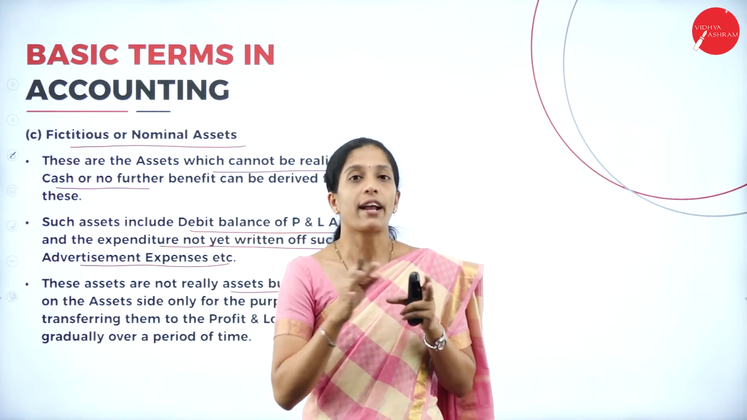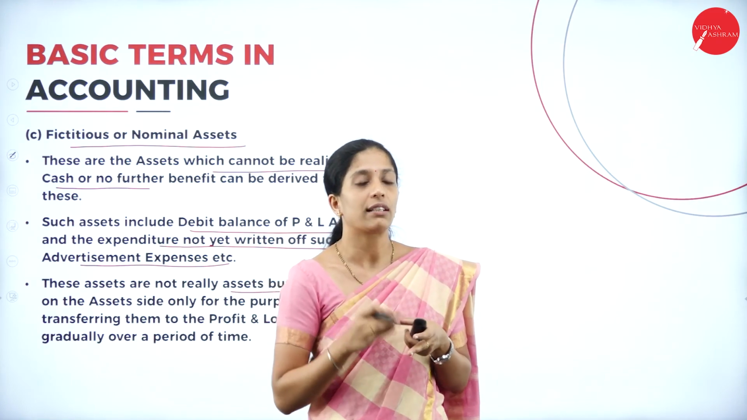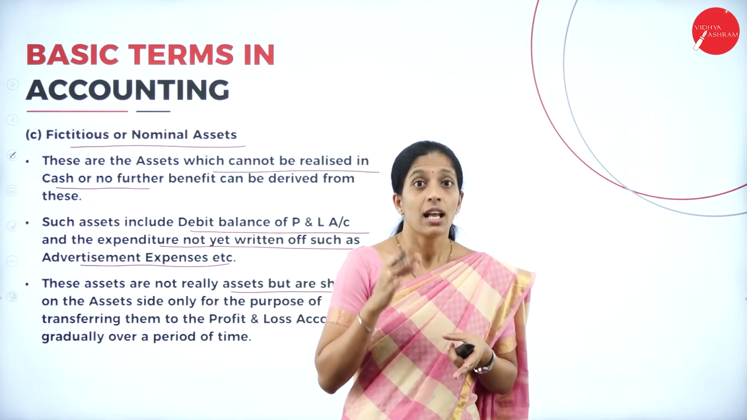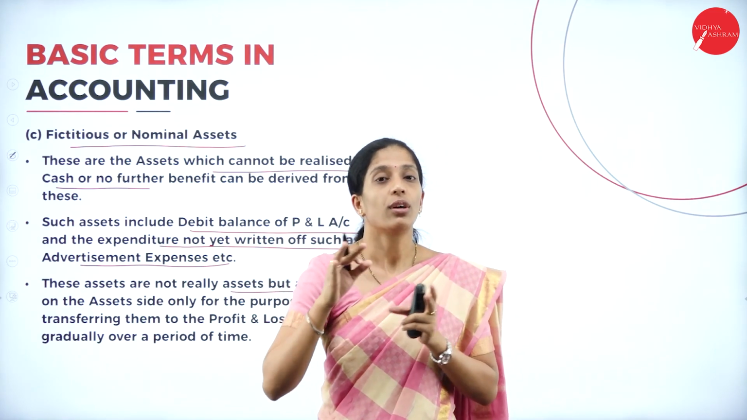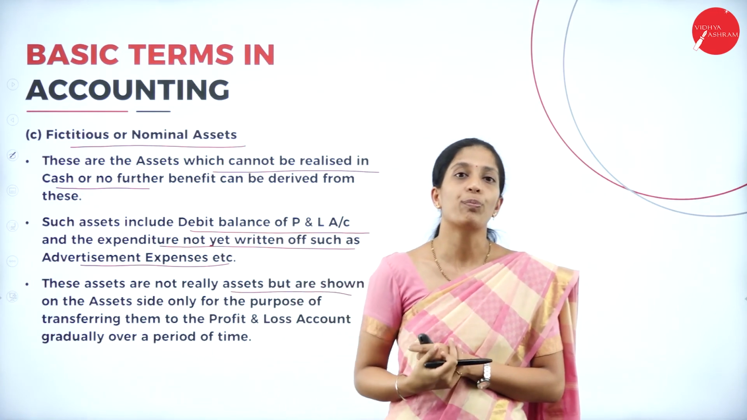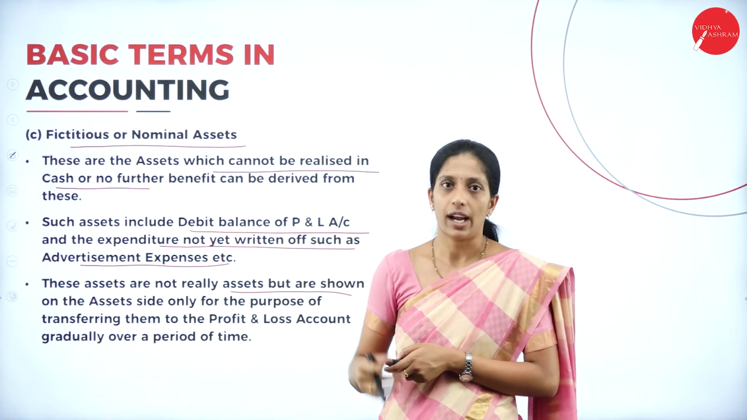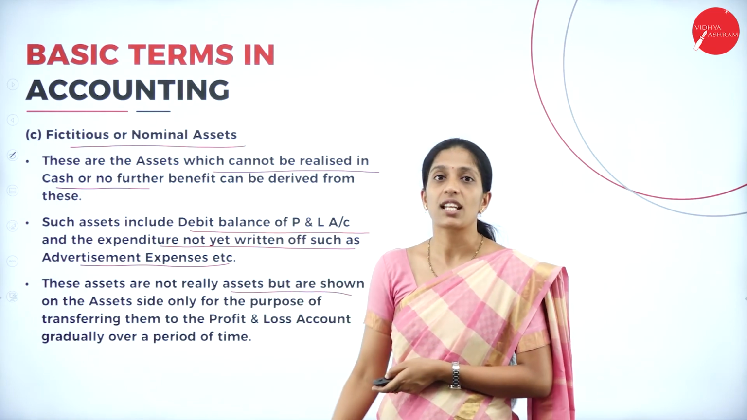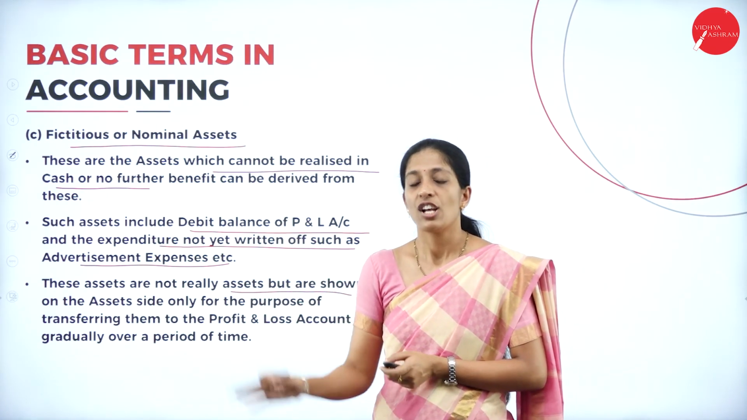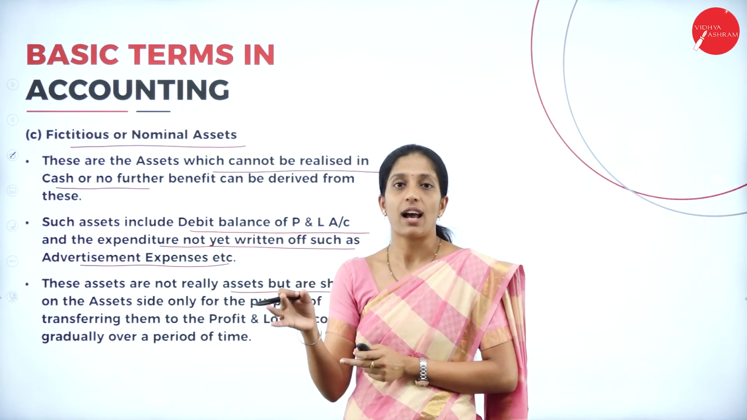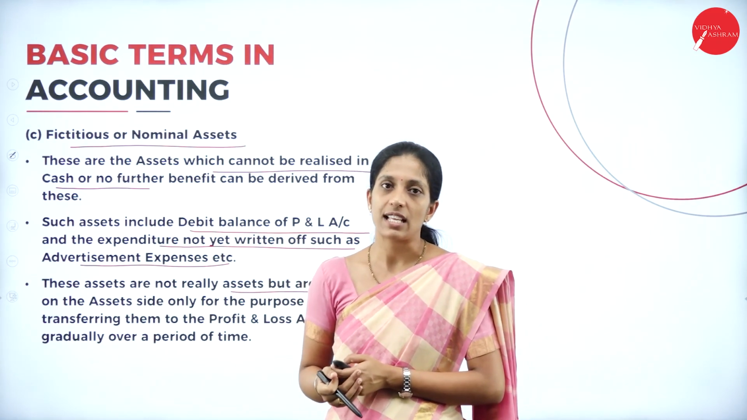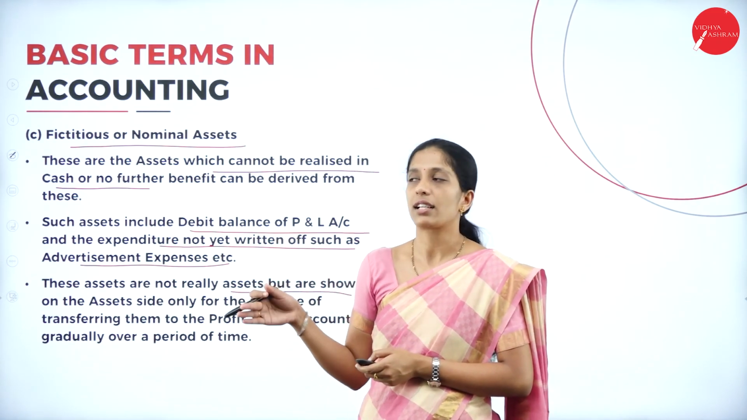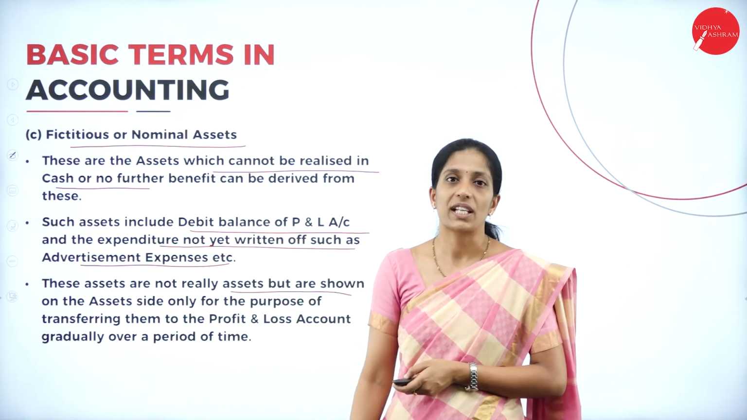So, these are not actually assets but we show them on the asset side of the balance sheet in order to transfer them to profit and loss account at the end. So they are termed as fictitious or nominal assets. These are all about assets, where we have learnt about non-current assets as well as current assets, and the third type is fictitious or nominal assets.